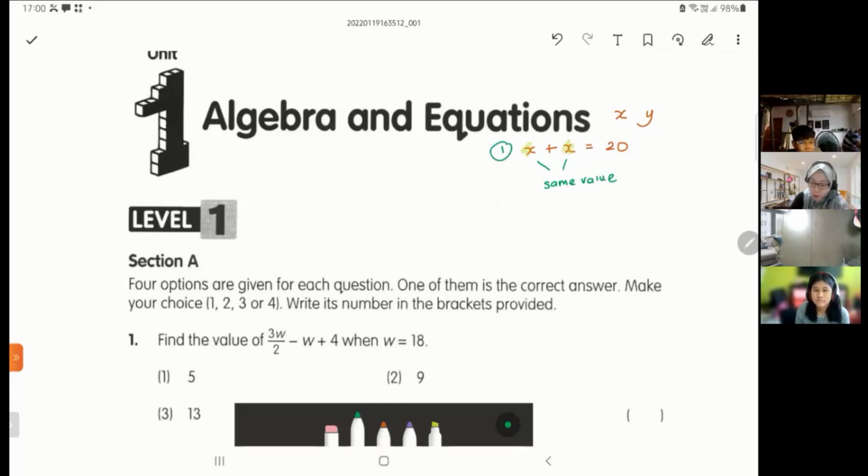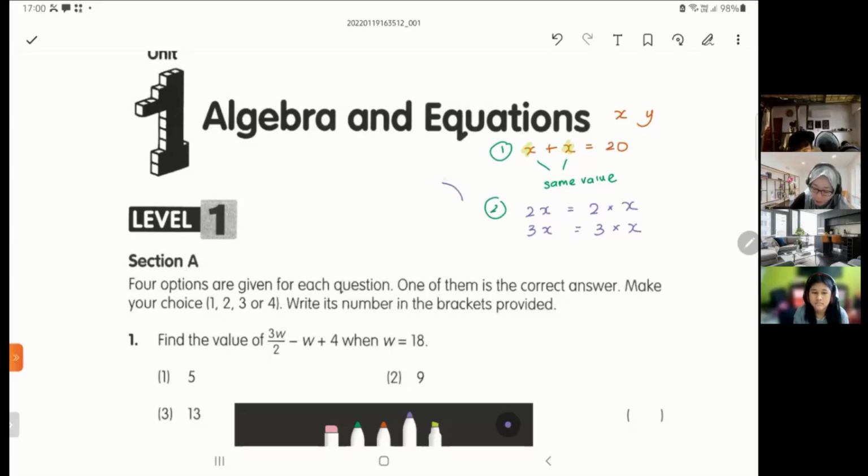Now, rule number 2 mentions that the default order of operation for algebra is times. For example, if I say 2x, this is also known as 2 times x. If I say 3x, this is also known as 3 times x. We have done this many times, if you all can recall your units.